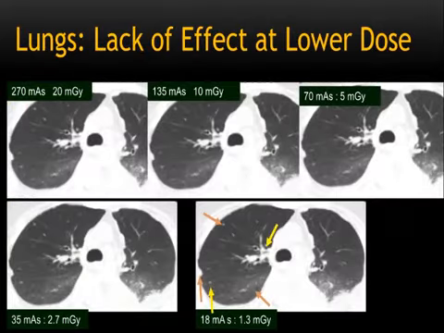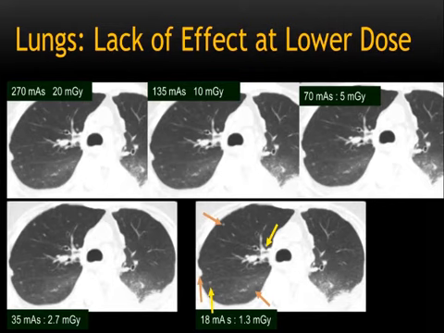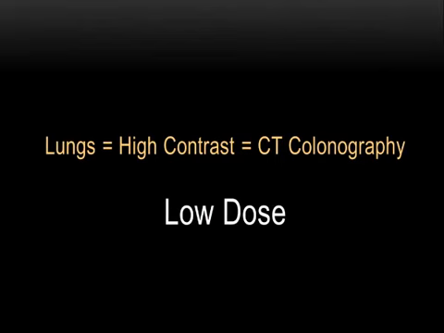Since we did chest yesterday and looked at the lungs, dropping the dose from 20 milligray down to 1.3 milligray really didn't affect the visibility of these small lung nodules or these other findings in the lungs. Really no sacrifice, and the reason was high contrast between air and the lesions. Now, why am I rehashing this? The same lesson that we learned from lungs yesterday goes for CT colonography, because of high contrast. And that's how CT colonography becomes a lower dose exam.